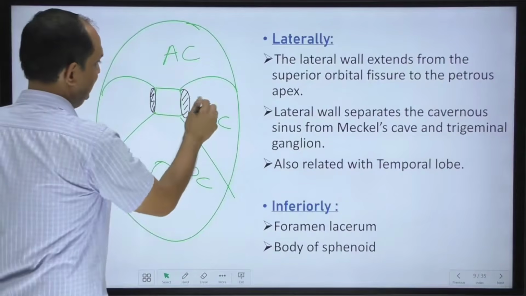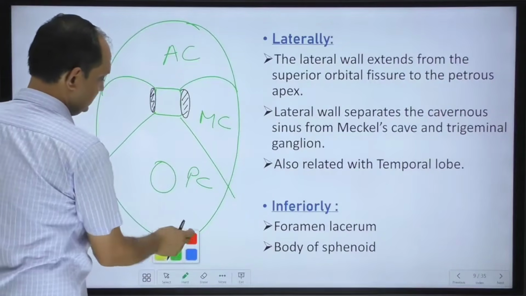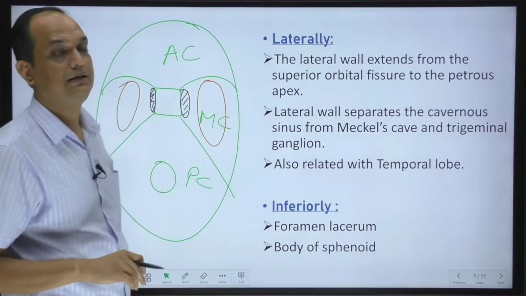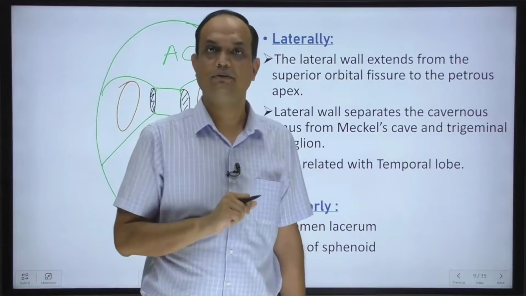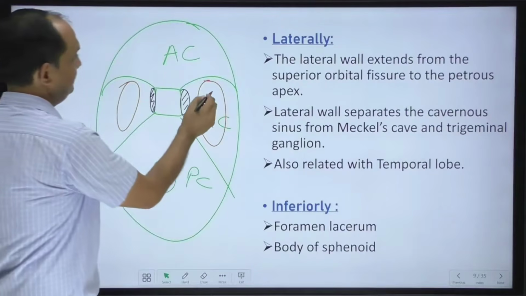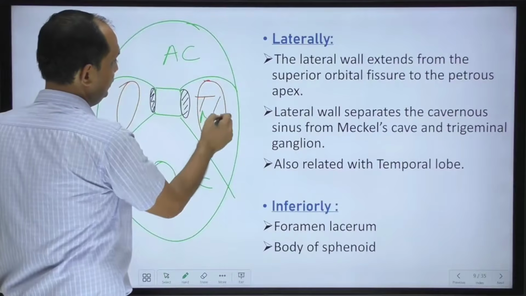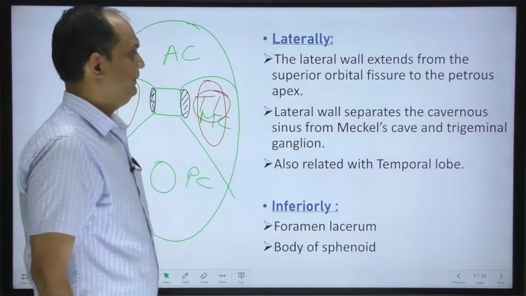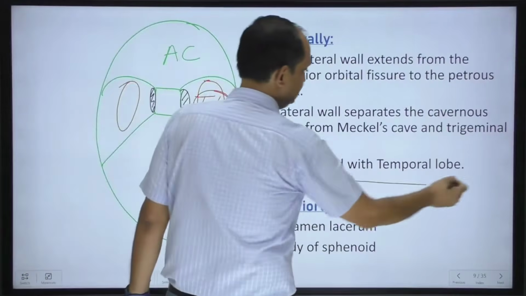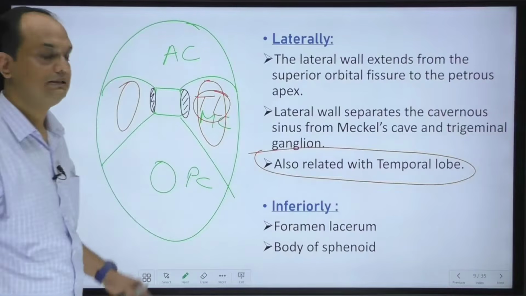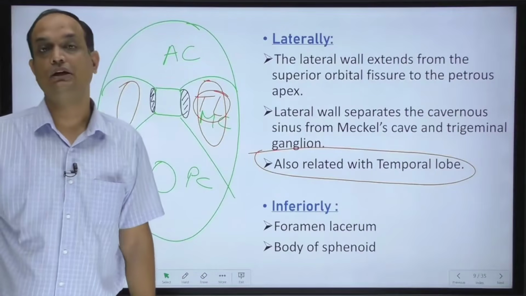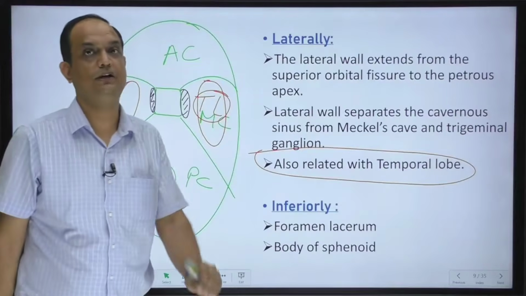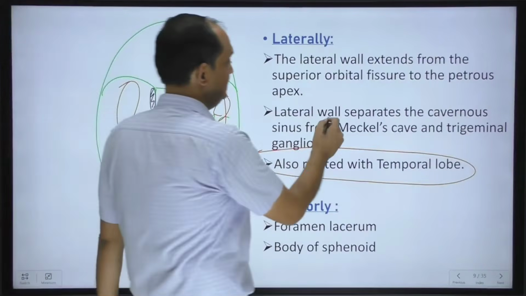Now what will be present here? In the middle cranial fossa, what structure lies here? These structures become lateral relations to your cavernous sinus. In this part, majorly you have the temporal lobe of the cerebrum. This is the important thing which you have to understand, that the temporal lobe is in the lateral relation to the cavernous sinus. But apart from that, there is one more important structure, and that is known as Meckel's cave.